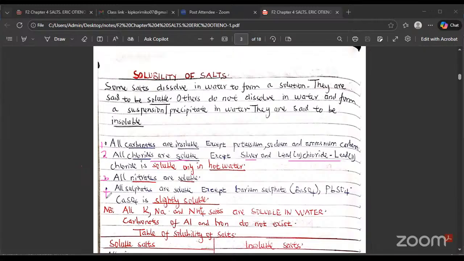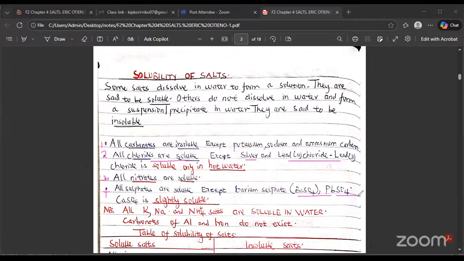Now, so all sulfates are soluble except barium and lead. People sometimes say lead, lead is the same thing. So all sulfates are soluble except barium sulfate and lead sulfate. Calcium sulfate is normally confused. I normally tell students it is confused. It is slightly soluble. But barium sulfate, in fact, there is something special about barium sulfate.